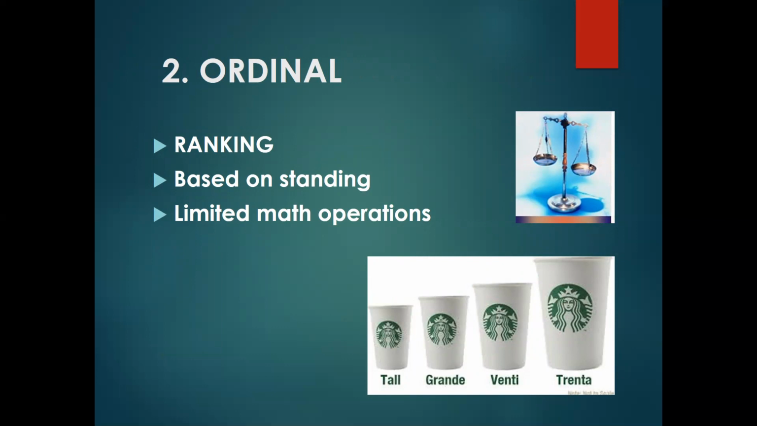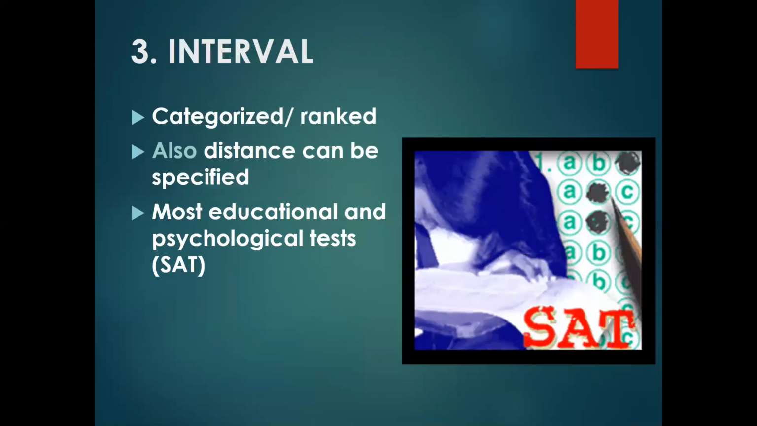They don't have a specific space in between them. And so you cannot say that one part is twice the other or 3 times the third. They're just simply placed in order, like making a line. Interval data has a specific distance between things. These are usually done with educational and psychological tests, and they're categorized and also may be ranked, but there's a little more statistical analysis involved in this.